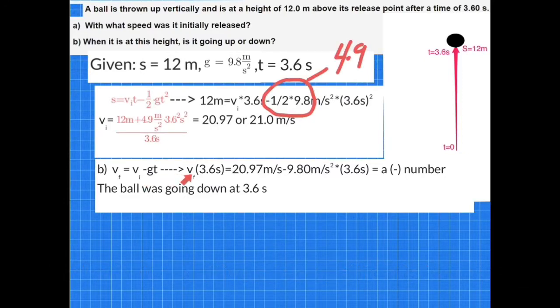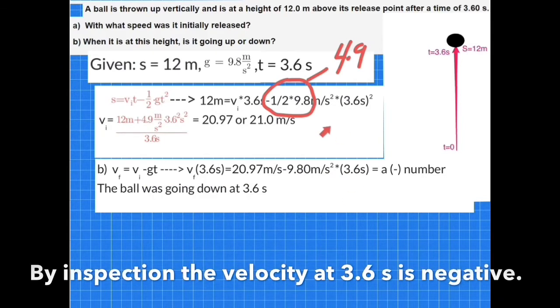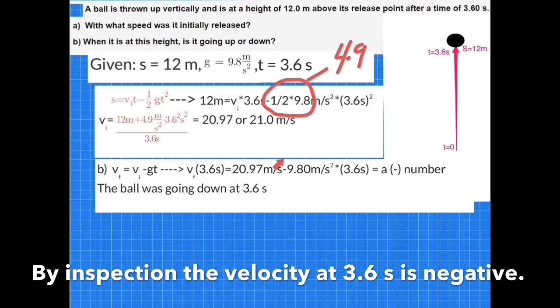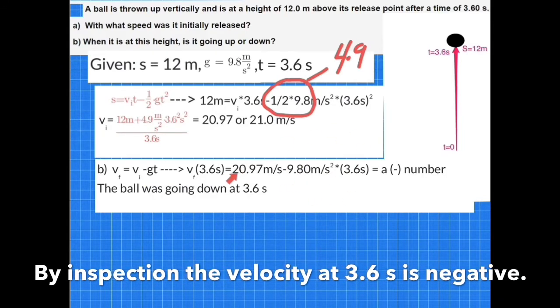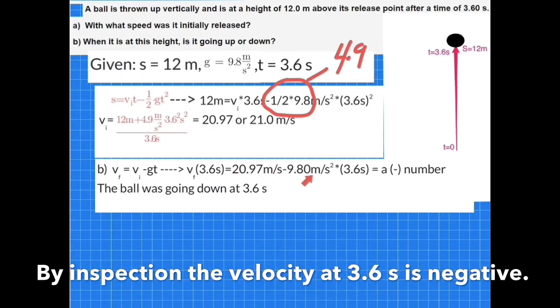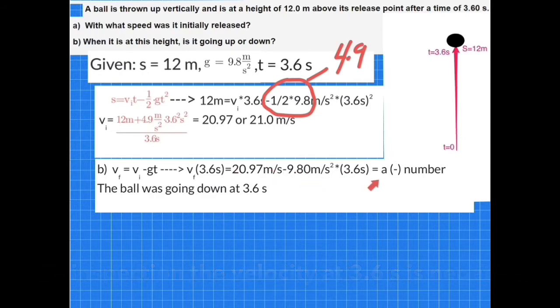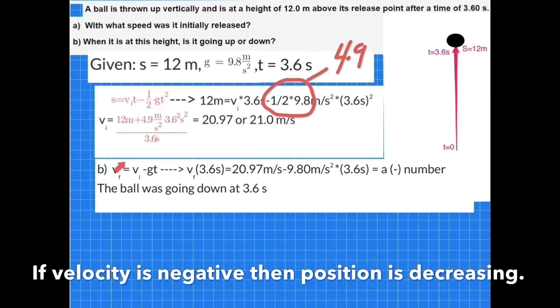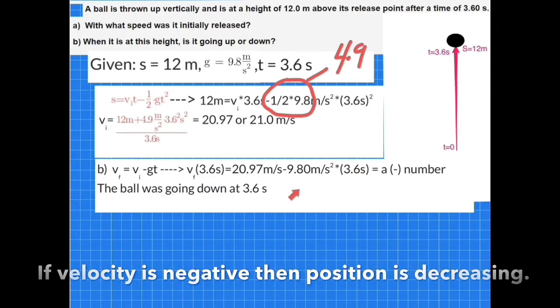Final velocity at time 3.6 seconds is the initial velocity, 20.97 meters per second, minus 9.80 meters per second squared, times the time, 3.6 seconds. We can tell that this is about 10 times 3.6, or about 36, so we're subtracting roughly 36, 35, somewhere in there, from 20.97 meters per second, and so without evaluating this, we can tell that it's negative. This means that the ball was going down at 3.6 seconds.